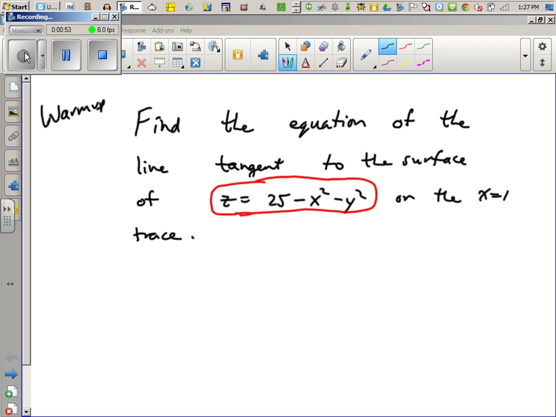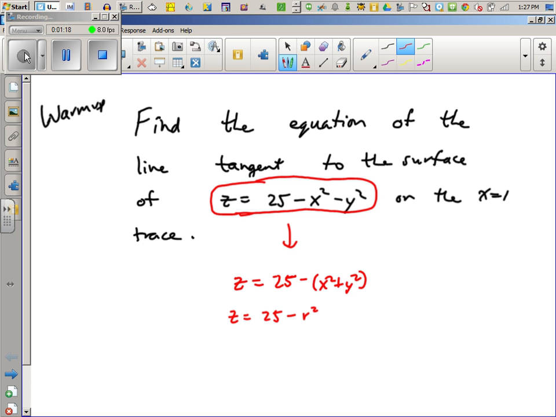You could make up x's and y's if you want to try to plot this thing, but I think you're better off just converting this to z equals 25 minus x squared plus y squared. In other words, z equals 25 minus r squared. Now you basically have two variables, and you get to make up whichever variable you want.